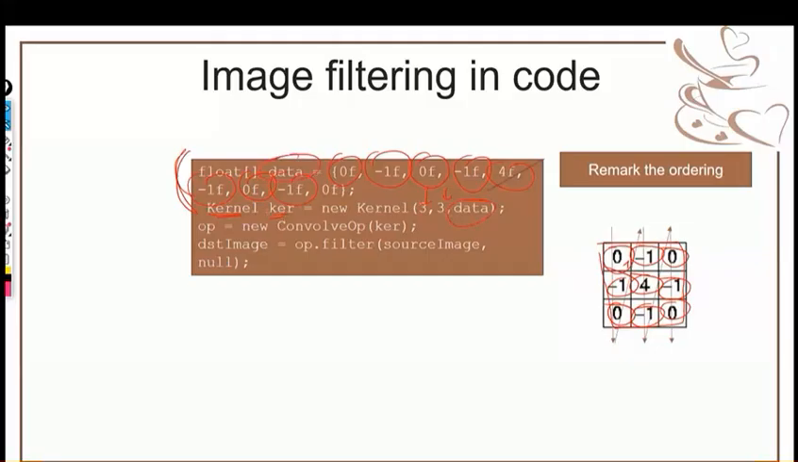Now we have to create a convolutional operator. Here we make the convolutional operator: op equals the new convolutional operator of the kernel that you have already created, and then you have to apply this kernel by using op.filter, and you apply this to the source image.